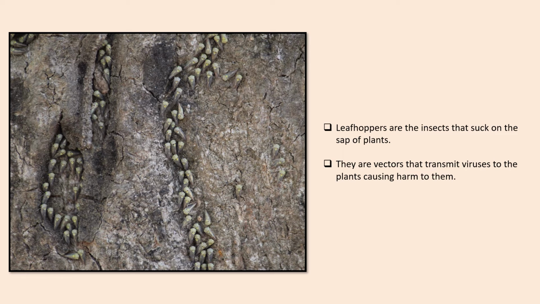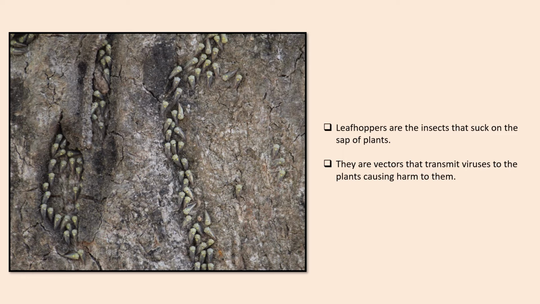These are some leaf hoppers, the Agalia. They are the insects that suck on the sap of plants for their nutrition. They are vectors that transmit viruses in plants, causing harm to them.